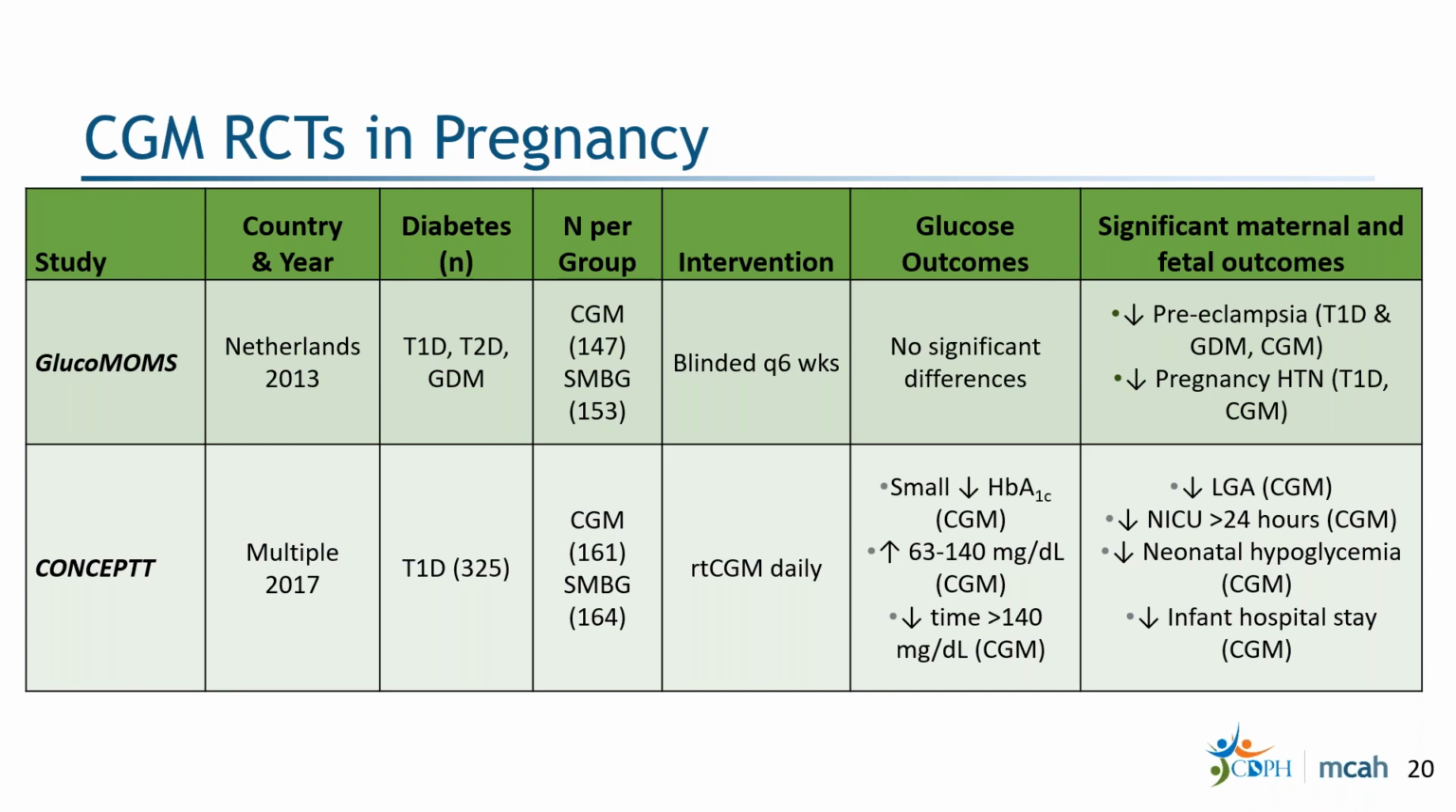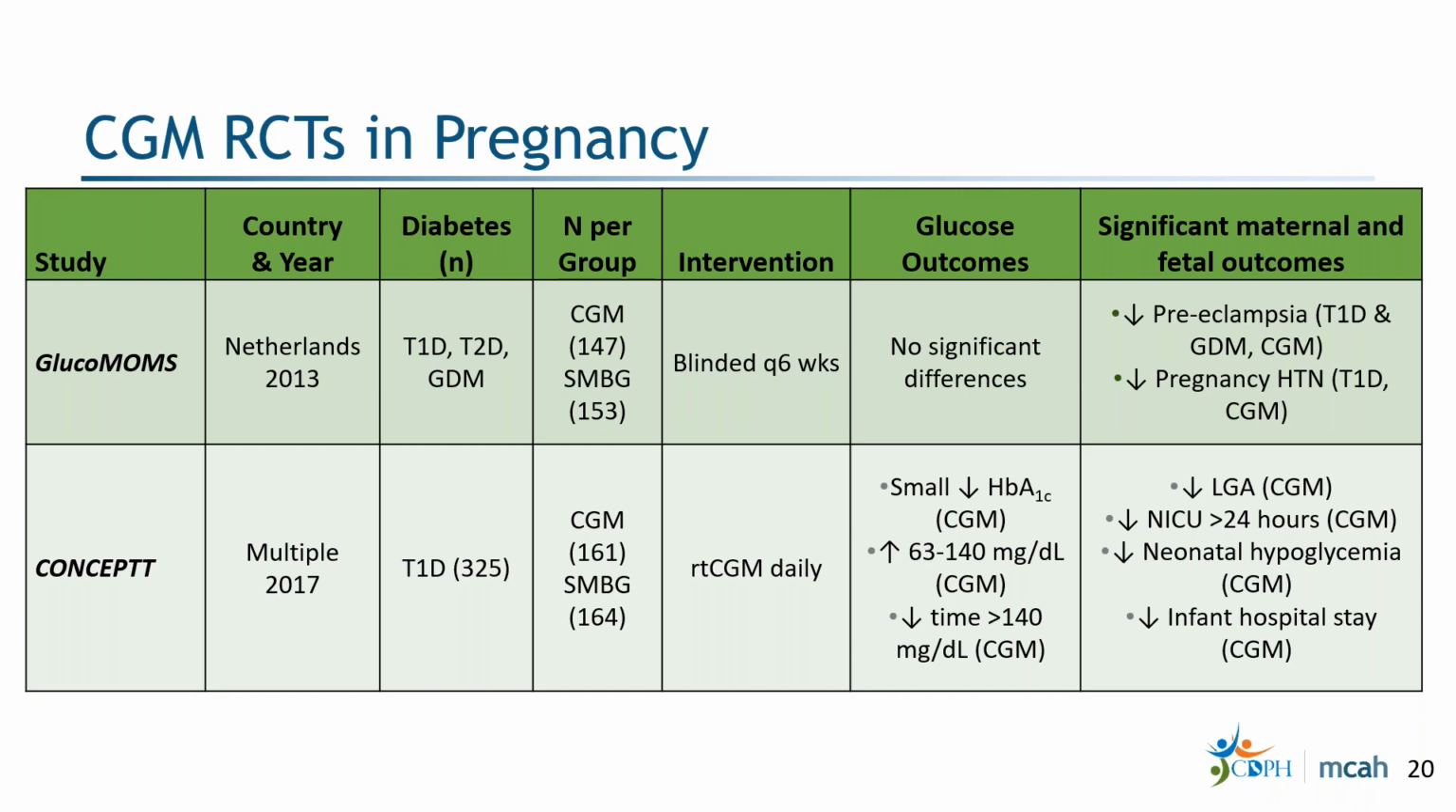So GlucoMoms was out of the Netherlands, and this was studied in women with type 1, type 2, and gestational diabetes, again comparing the two groups. And this was also a little different. They used blinded CGM, but they had the women wear it consecutively, every 6 weeks throughout. So it was blinded. For glucose outcomes, there were actually no significant differences, but they did note that there was decreased preeclampsia and decreased hypertension in the CGM groups. So that did have a positive outcome.